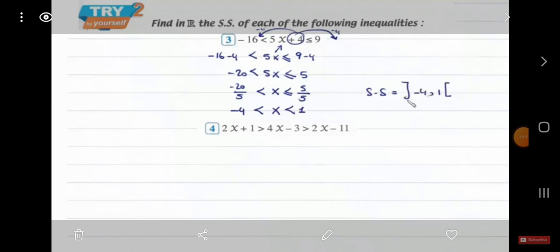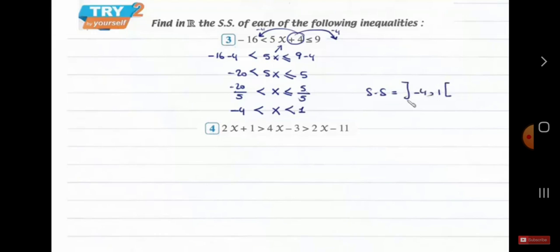Another example, -16 < 5x + 4 ≤ 9. Then we have to put negative 4 on the right and left for the positive 4. Then we can say -16 - 4 < 5x ≤ 9 - 4. Then -20 < 5x ≤ 5. Then 5 is up with x, put it down on the two sides. Then we can say -20/5 < x ≤ 5/5. Then -4 < x ≤ 1.